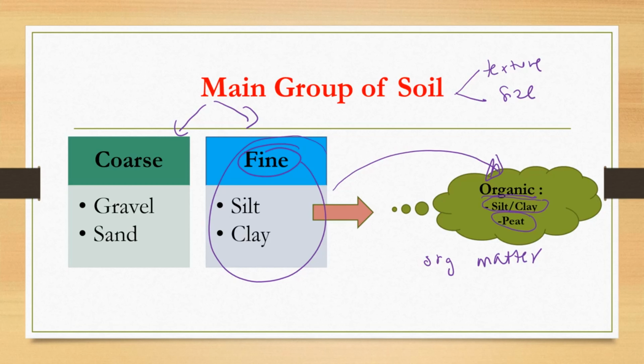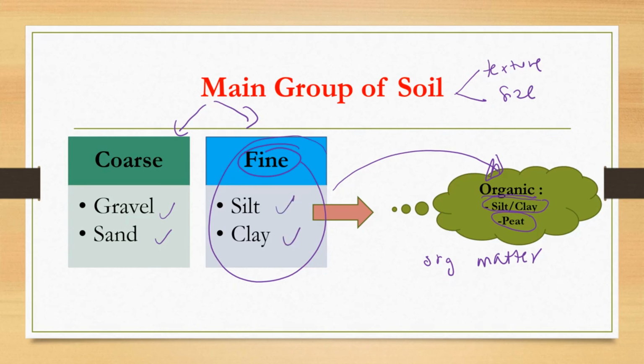We go back to the two main groups of soil. You may find that certain reference books divide soil into three main groups, which are coarse, fine and also organic, but there are also some reference books that just divide into two main groups. It's just that you have to understand what the components of those groups are. For coarse grain soil, we have gravel and also sand. For fine grain soil, we have silt and clay.